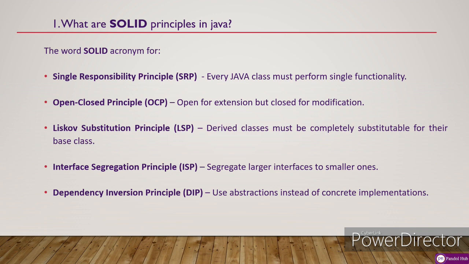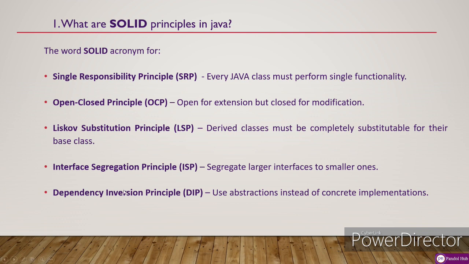For example, let's consider calculating the area of a rectangle, a triangle, or a square. In this case, you can have different interfaces for calculating the area of a triangle, rectangle, or square, instead of going with a single interface or a single class for calculating the area for all these shapes.